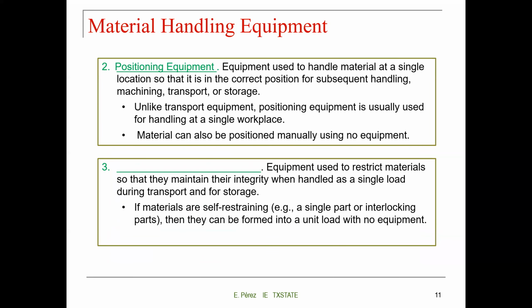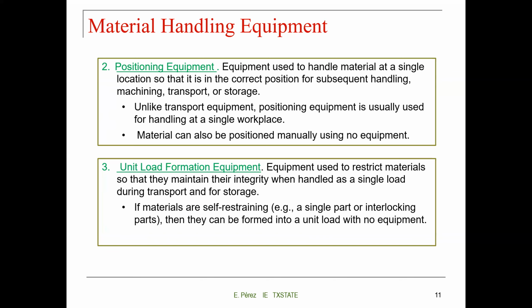Number 2 is positioning equipment. This is equipment used to handle material at a single location so that it is in the correct position for subsequent handling, machining, transport, or storage. Unlike transport equipment, positioning equipment is usually used for handling at a single workplace. Material can also be positioned manually using no equipment, as we mentioned for the first group.